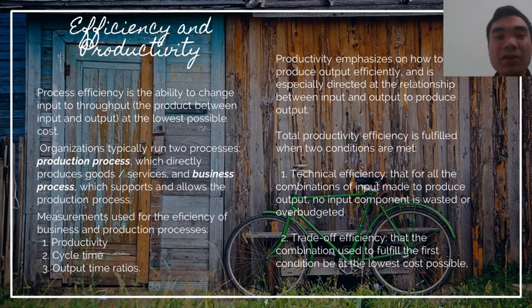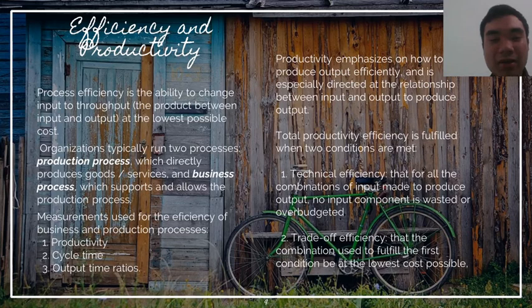An example of the production process is a paper company directly producing paper from wood, whereas the business process is the networking that allows that paper factory to get the wood from a wood company and to sell it in a common market. Measurements used for the efficiency of business and production processes can be divided into three: productivity, cycle time, and output time ratios.